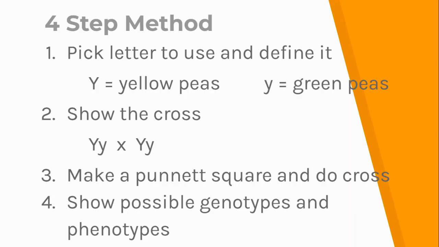Step 2 is going to be to show the cross. So you're going to show the genotypes of the parents, the genotype of mom crossed with the genotype of dad, or you can flip-flop those, doesn't matter. That information should be given to you along with the information to do step 1 in the problem. Step 3 is going to be to actually make and complete the Punnett square. And then step 4 is going to show the possible genotypes and phenotypes of the offspring and the probability of the offspring having each one.